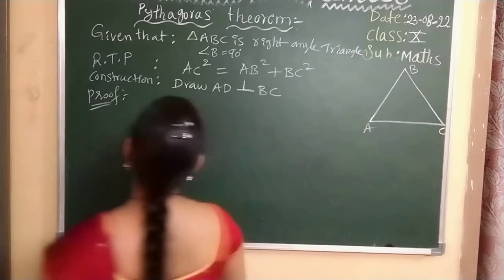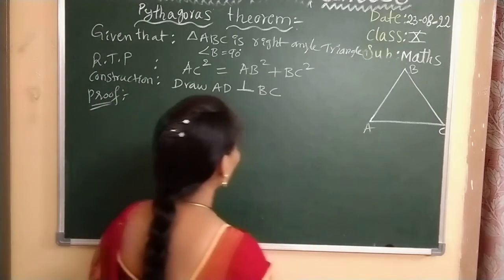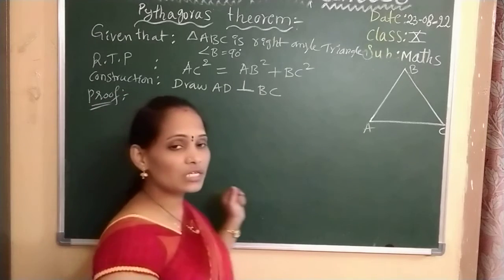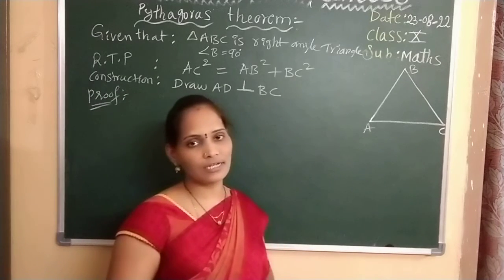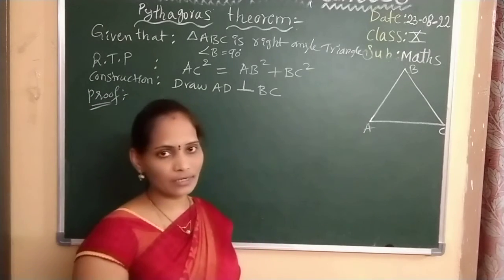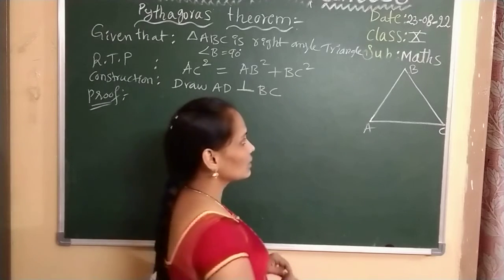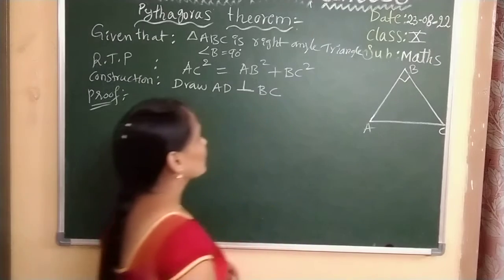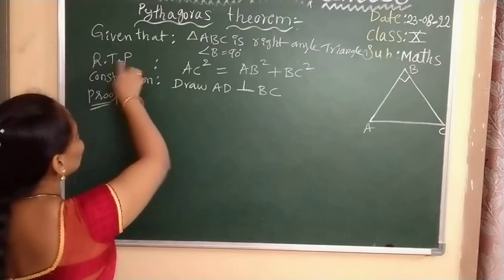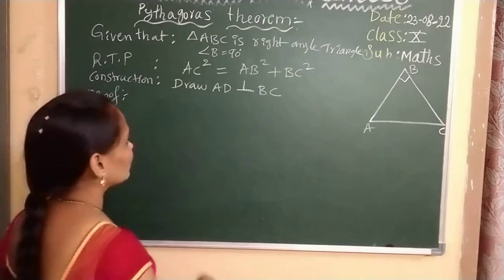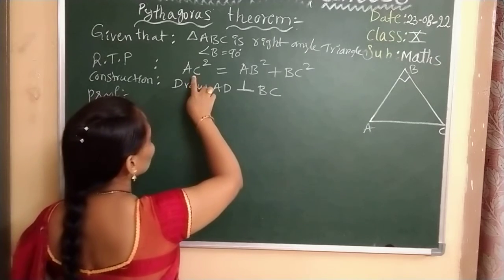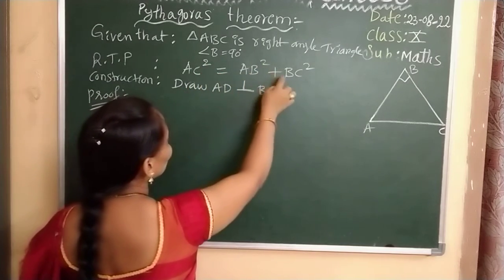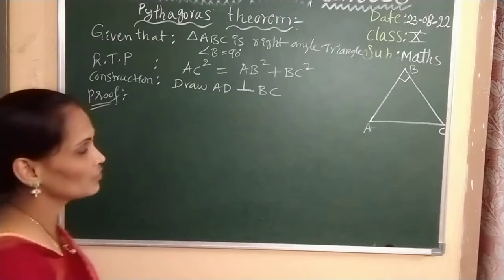Now, here in the statement, what is given? One right angle triangle is given. Let us take one right angle triangle ABC. Right angle is at B. Now, what do we need to prove? AC square is equal to AB square plus BC square. We need to prove it.